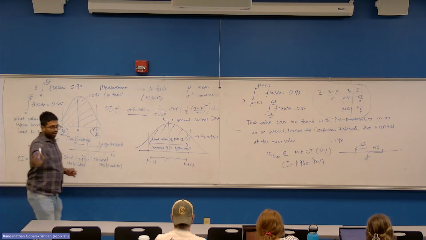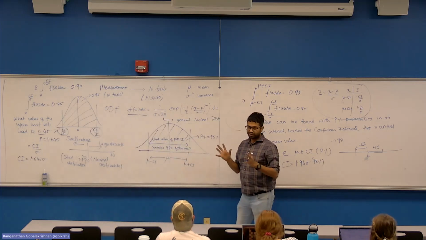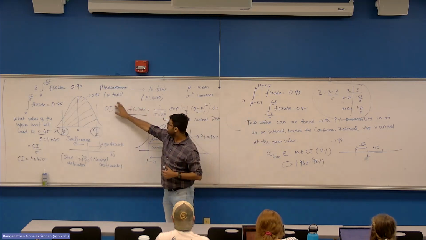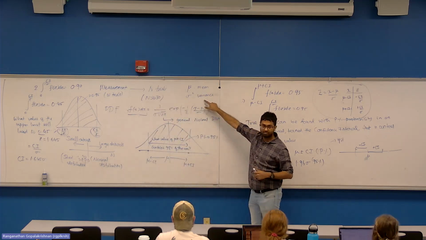All right, drop your pencils, listen for a moment. Any act of measurement involves repeated trials. You get n data points. From that, you get the mean and variance.